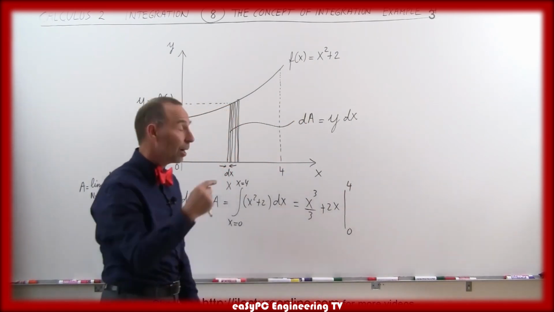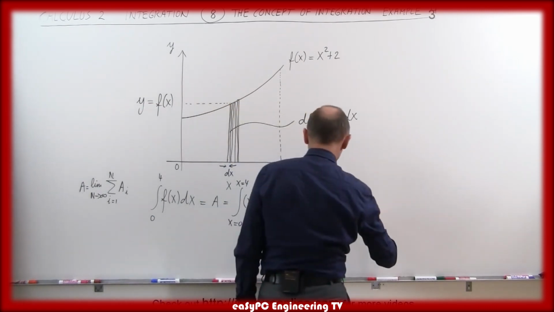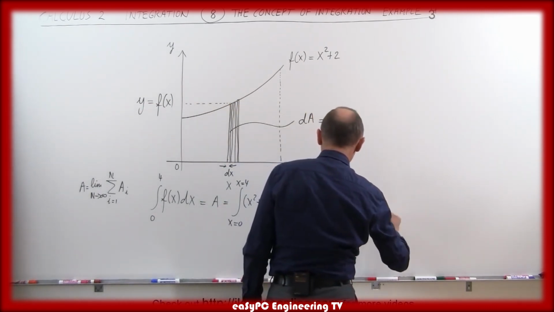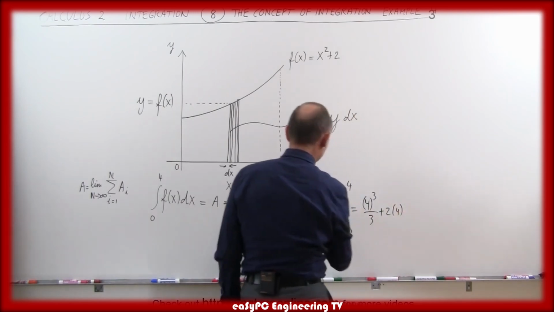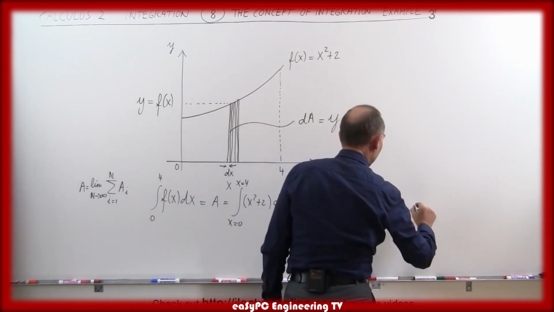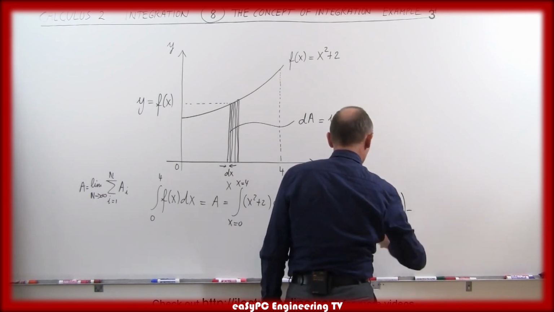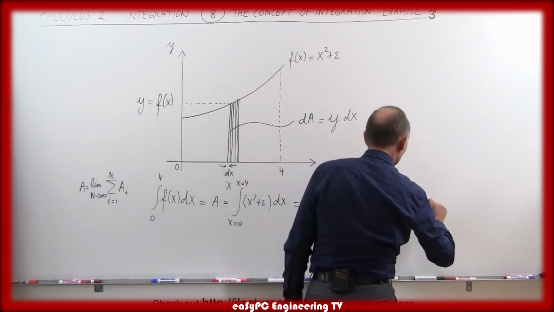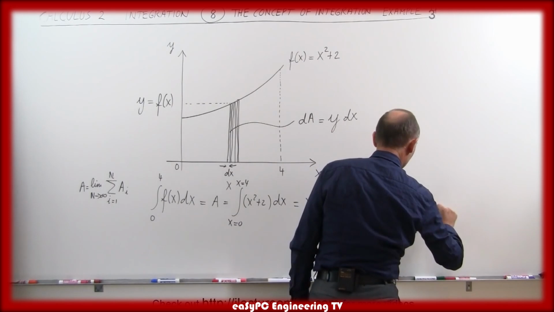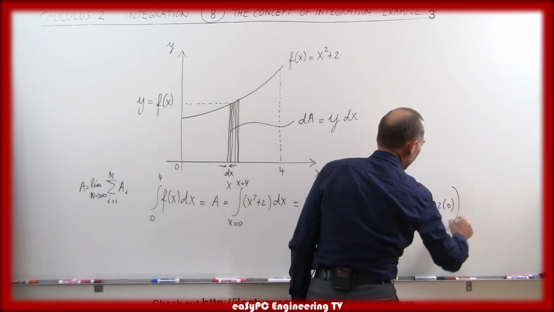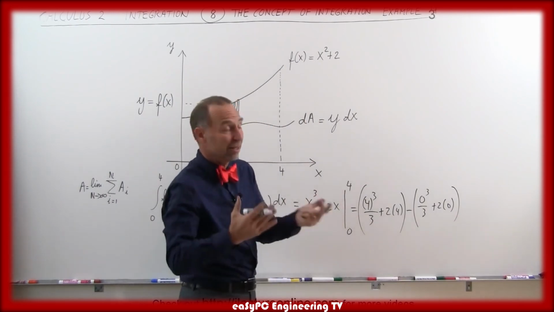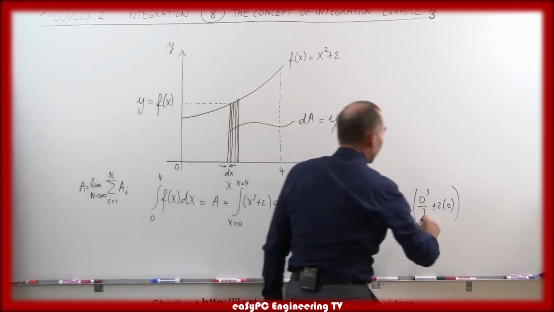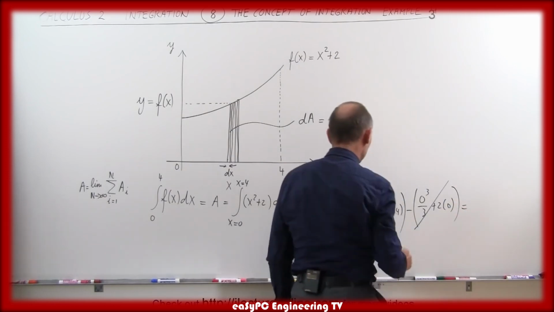It means we plug in the upper value. This is equal to 4 cubed divided by 3 plus 2 times 4. So we replace x by the upper limit, and then we subtract from that what we get when we plug in the lower limit, which is 0 cubed divided by 3 plus 2 times 0. Of course, we didn't need to do that because we could see that when we plug in 0 for the lower limit, it just goes to 0. So this simply disappears.